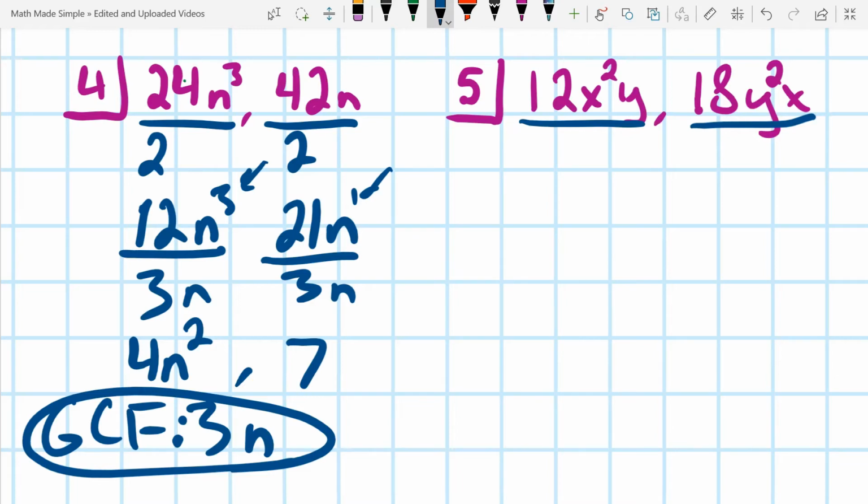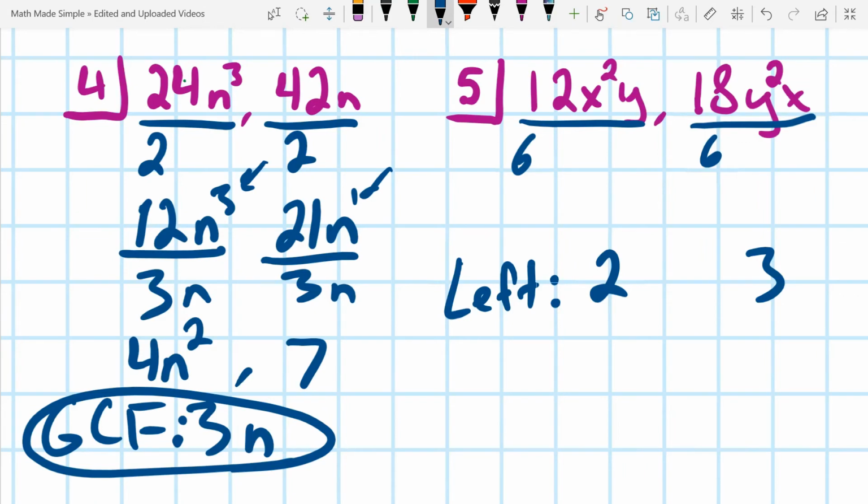We're going to see if we can take a common factor. I want you to notice that there are 2 variables here. But again, we're going to look at the numbers first, and then we'll look at the x's and then the y's. So first, the 12 and the 18. This one jumps out at me. I think I can take a 6 out. So if I take a 6 out of both of them, my leftovers would be 2 and 3.